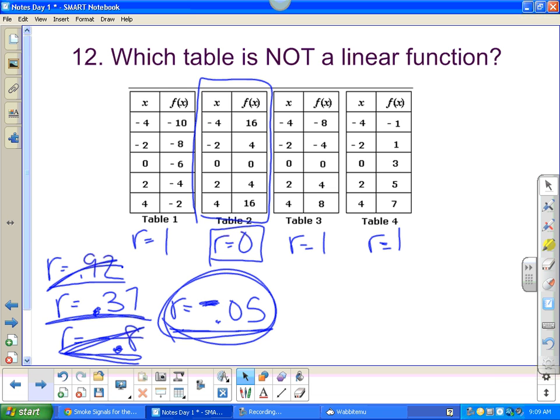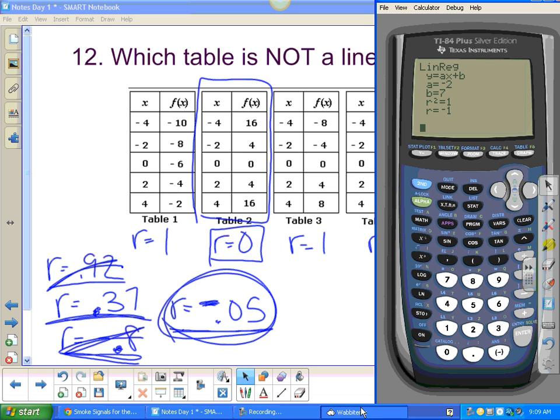So two things today. First, we learned how to type our data into our calculator L1, L2 and find the equation by using y equals ax plus b, and it gives me the a and it gives me the b. So it gives me its slope and it gives me the y-intercept. So I can write an equation of data.